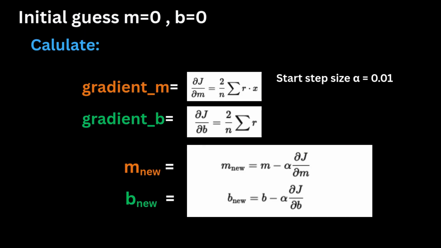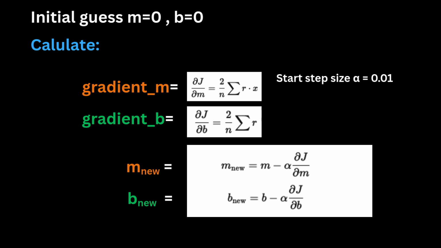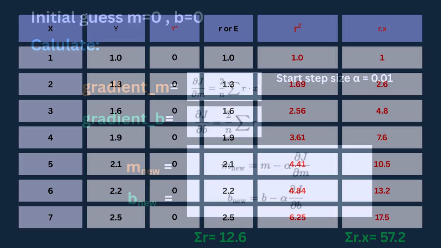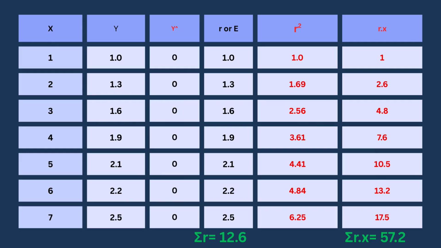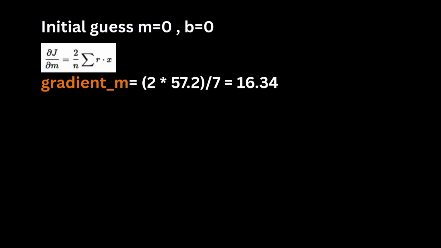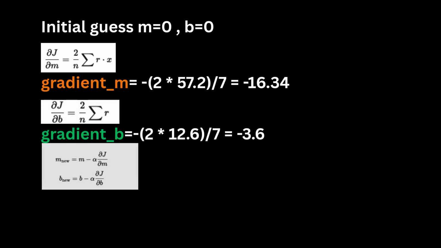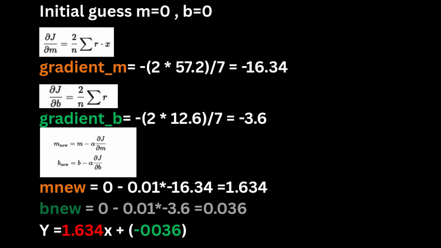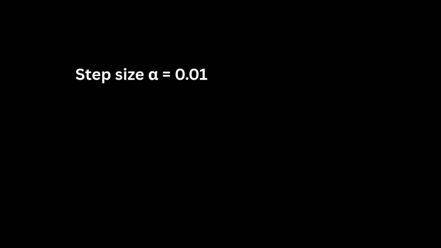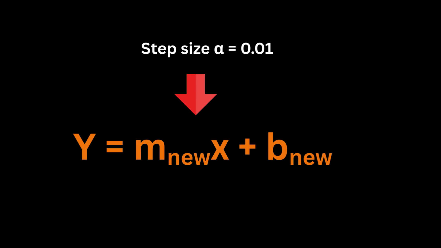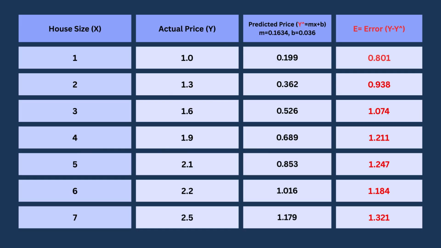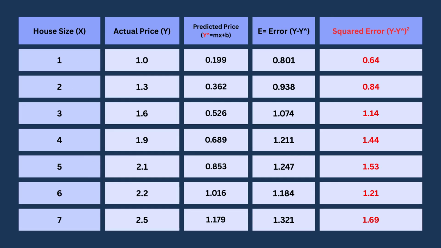Now comes the gradient. This tells us how to change M and B. We'll calculate two numbers. Now we update the line. We move in the opposite direction of the gradient, using a small step size. This gives us a new line. Same data, better position. Now we do the same thing again.